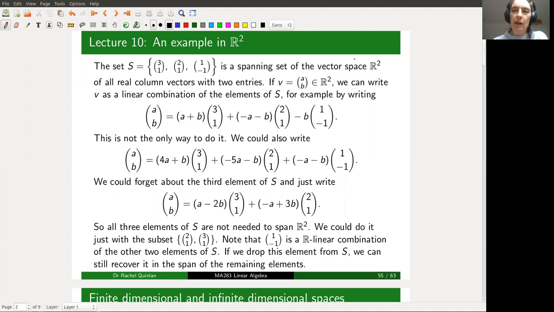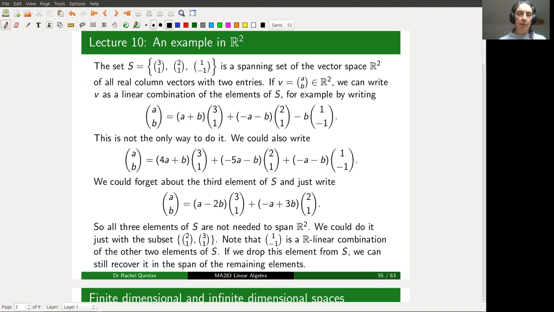So the key concept in this lecture is the concept of a linearly independent set in a vector space. And we'll start out with an example. The relevant section of the lecture notes is section 2.2, which is available on the webpage. So we talked about spanning sets last time.